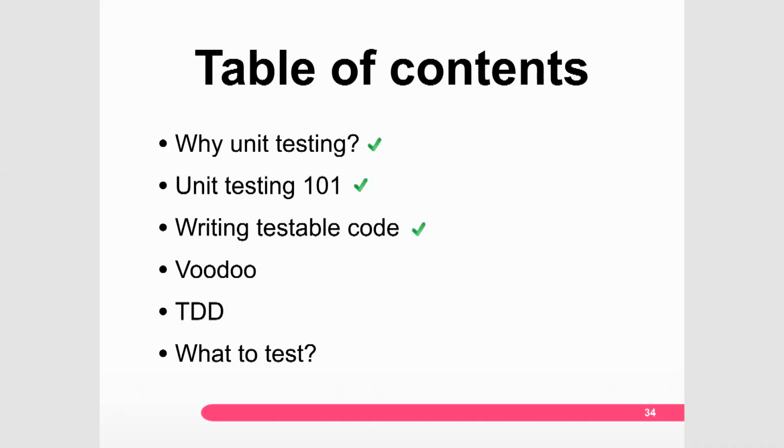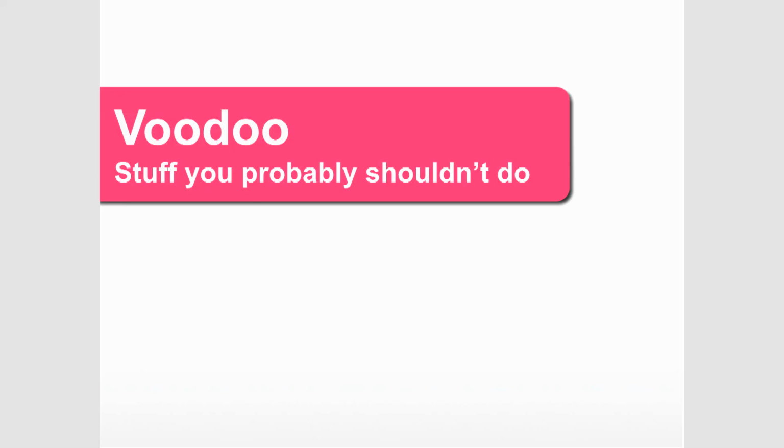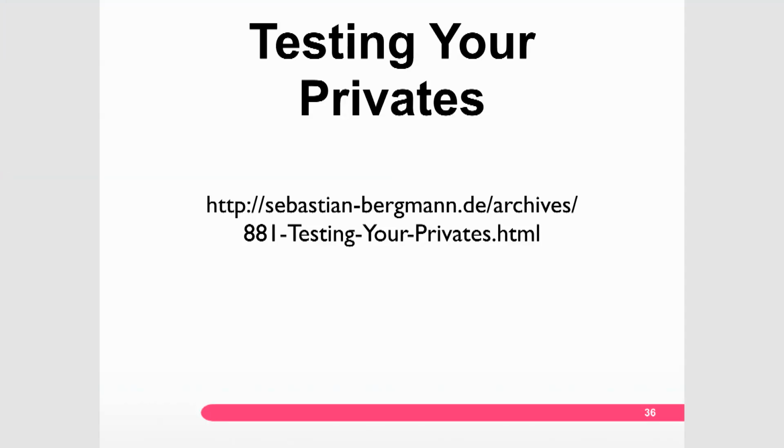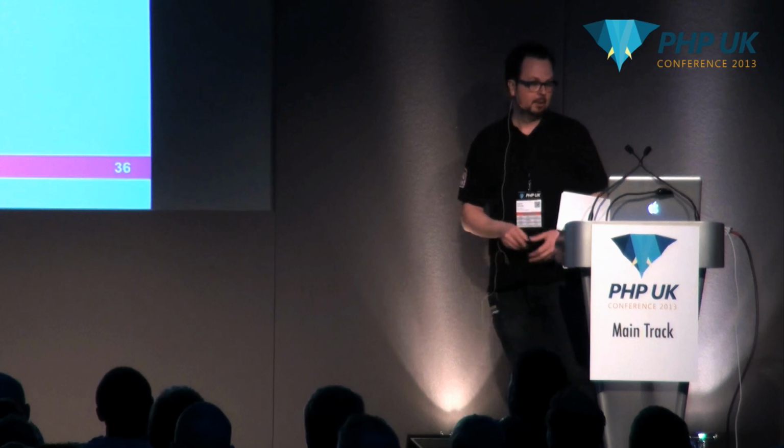So writing testable code, check, we've seen that. What's left is some Voodoo, and stuff you probably shouldn't do, but it is damn handy. The first of all I got from a blog from Sebastian Bergmann. It's called Testing Your Privates. Pun intended, no doubt. And it's basically about calling protected methods and private methods to test them.